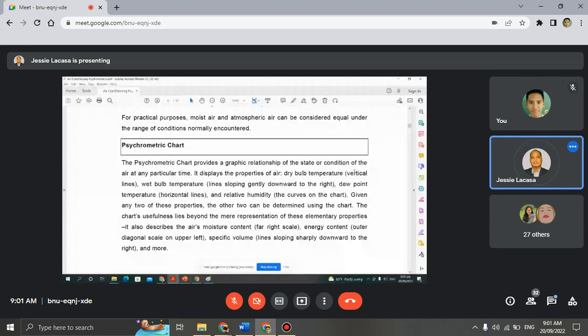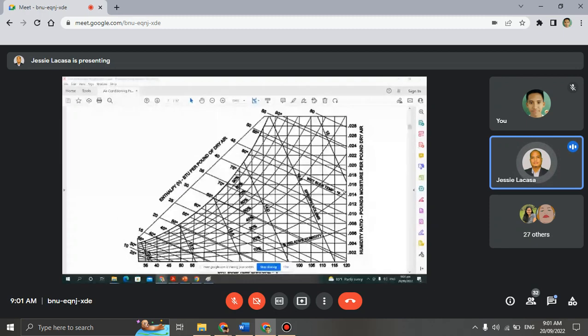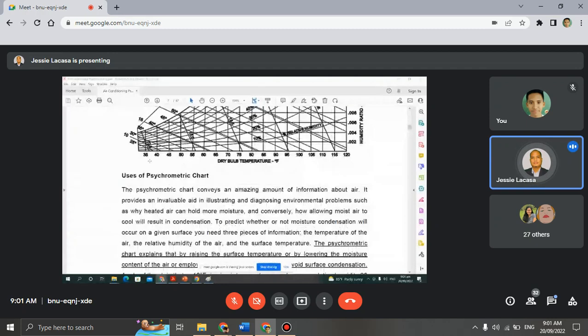This is a psychrometric chart. Using the psychrometric chart conveys an amazing amount of information about air. It provides an aid in illustrating and diagnosing environmental problems, such as why heated air can hold more moisture and conversely. Here we can prove why the warmer the air, the more moisture it can hold. Okay?